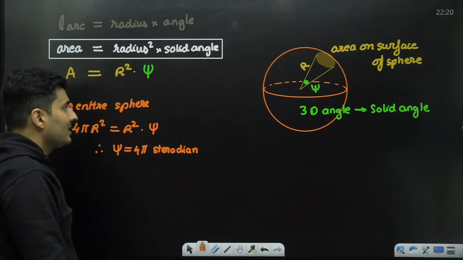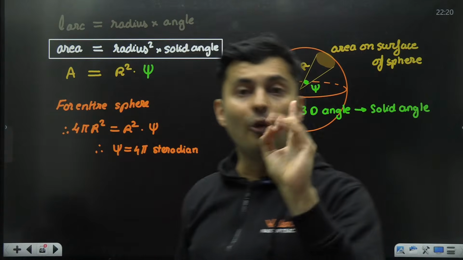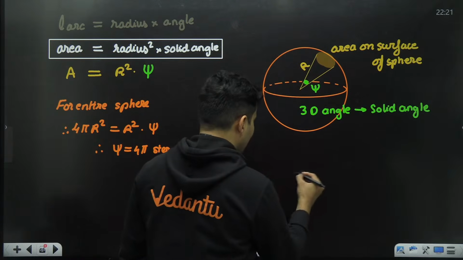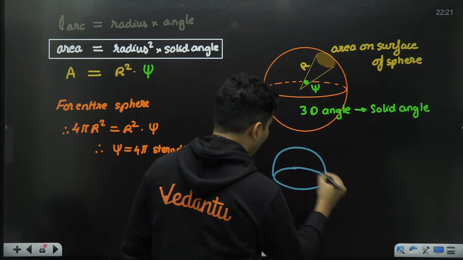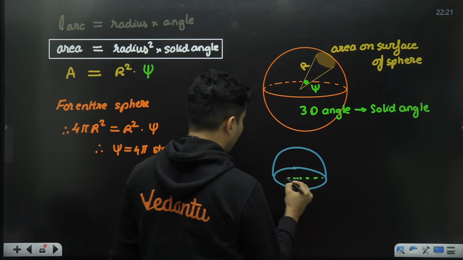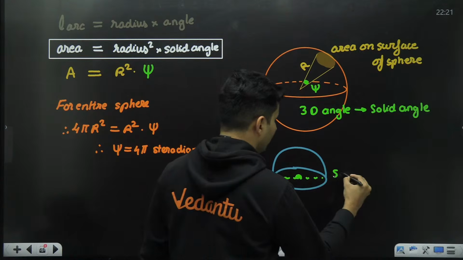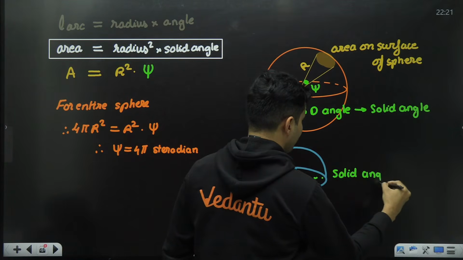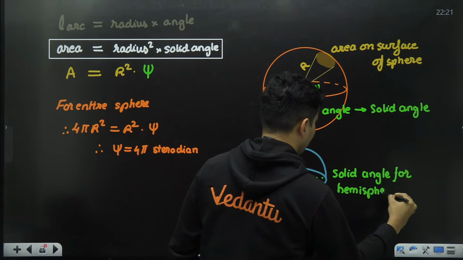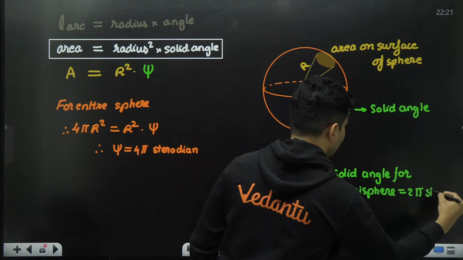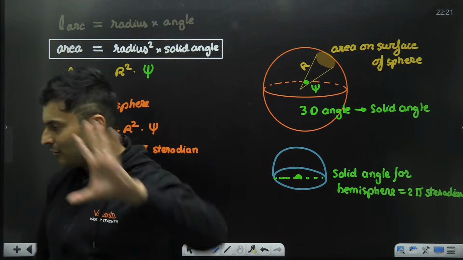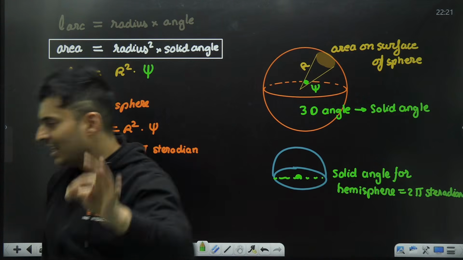Of 4 pi steradian. How much solid angle? 4 pi steradian. Is that clear? So can you now guess, if it was a hemisphere, how much will be the solid angle? For a hemisphere, it will obviously be 2 pi steradian. Is that absolutely clear? Solid angle for a hemisphere will be 2 pi steradian.